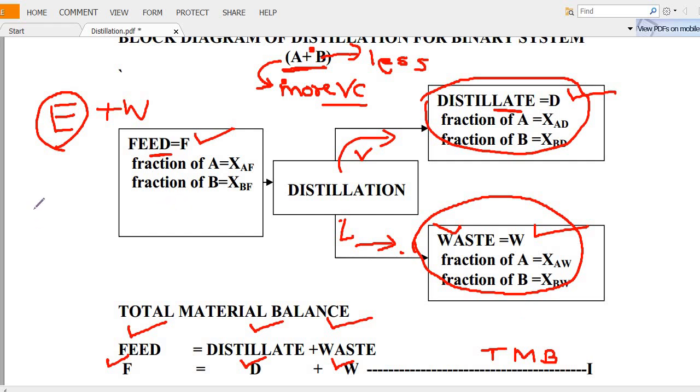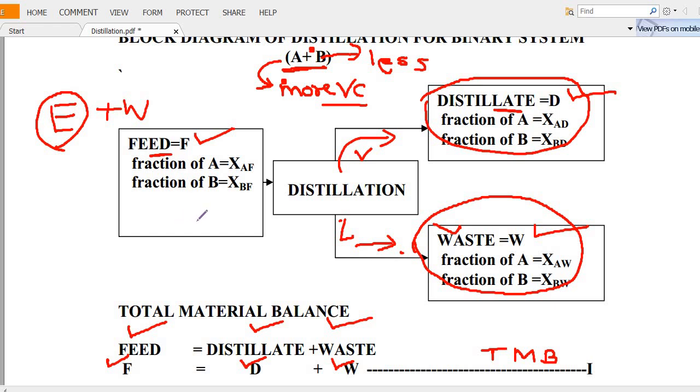Now in distillation what happens? In distillation there is heating and cooling. So the component A will remain A only, B will remain only B. There is no reaction, only heating and cooling operation is there.